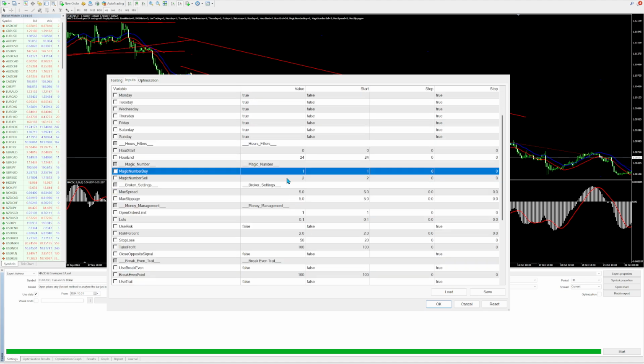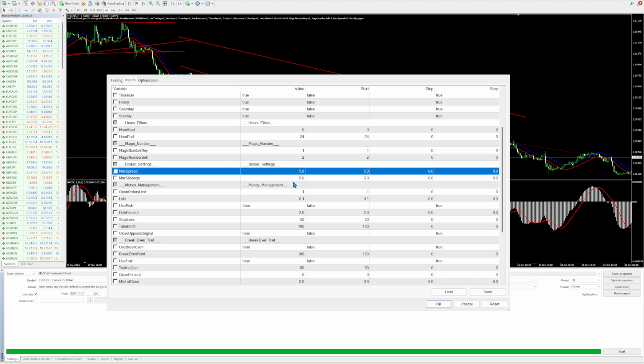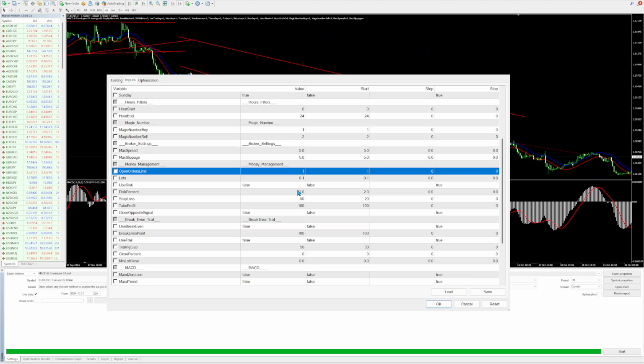Magic number, this is the order ID. This is handy if you're running other expert advisors on the same platform and you just want to differentiate them between each other. Broker settings, you've got the maximum spread and maximum slippage. The EA will not send signals or place trades if the spread or slippage is above this value in pips. Money management, so open orders limit, set to 1 by default, which basically means the EA can have a maximum of 1 open buy and or 1 open sell trade at any time. This is just handy to avoid duplicate orders.